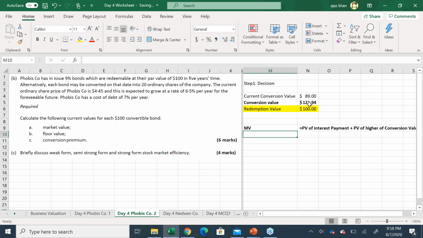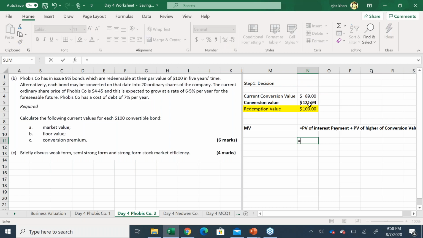Okay. Let's calculate it now. Walid, just concentrate. I'm repeating it for you. Present value of interest payments. First of all, the interest payments will be 9% of $100, right? 9% of the par value, $100. So each year we are going to get 9% of $100. What is 9% of $100? The 9% of $100 will be $9. And this is something we are going to receive for 5 years.